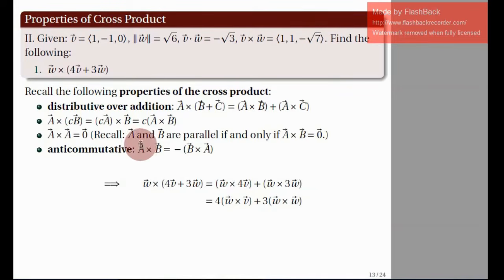But just using the anti-commutativity of the cross product, we can easily interchange these two vectors, but just not forget the negative sign that we have to multiply.